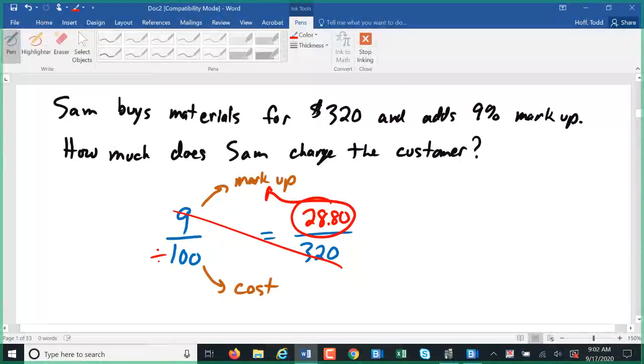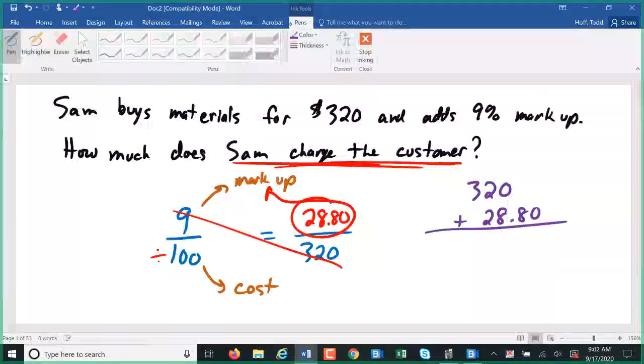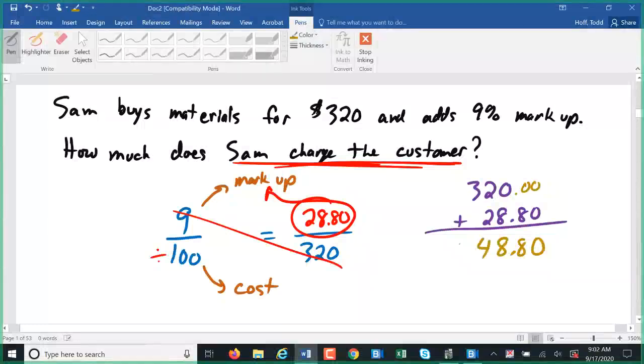If we look back at the question, that's not what we're being asked for. We're asked, how much does Sam charge the customer? So in this problem, there is a third value. That third value is the charge to the customer. And we would find that by taking the cost and adding the markup. First, we'd have to add a decimal point and fill in some zeros there. $348.80 is what Sam charges the customer.